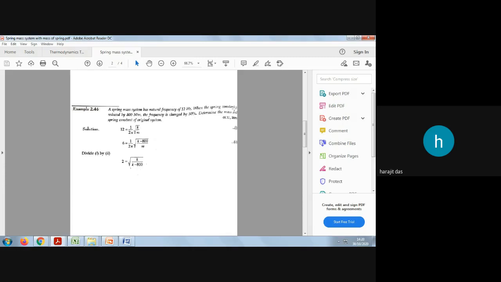So when the spring constant is reduced by 800, okay, so earlier the spring constant is how much? Small k. Now it is reduced by 800. So small k minus 800, the frequency is changed by 50%. So earlier the frequency was 12. So if it is reduced by 50%, the frequency will be 6. Okay, so here k minus 800 will be there.